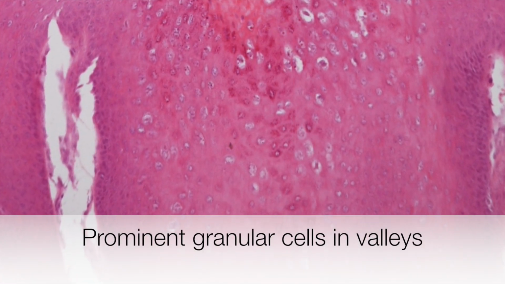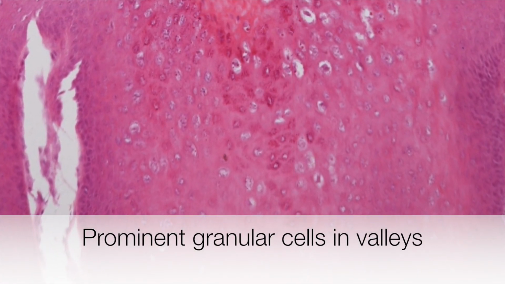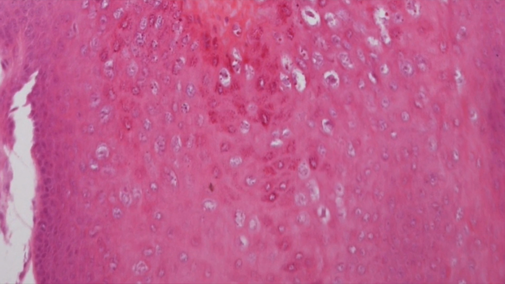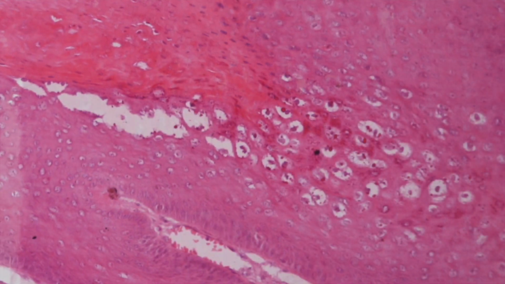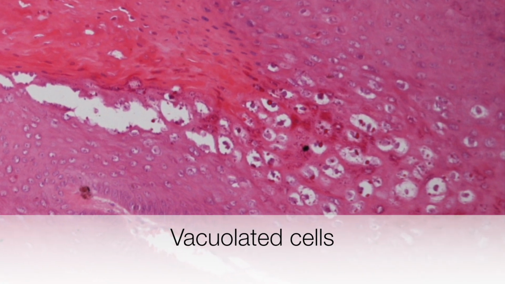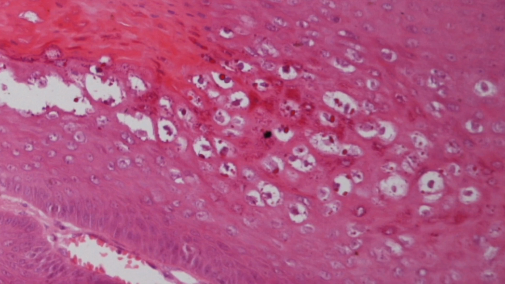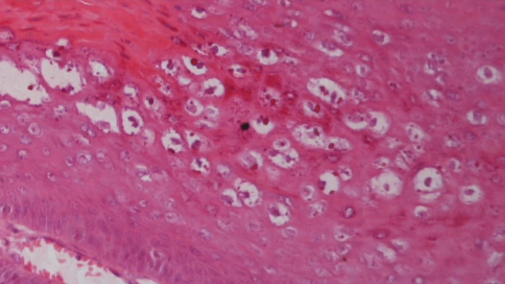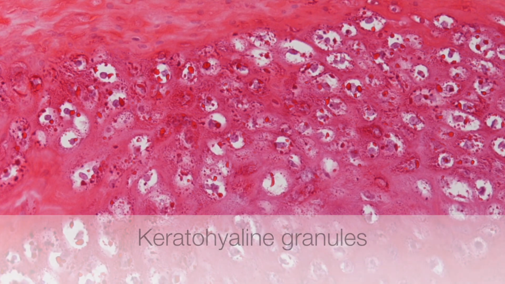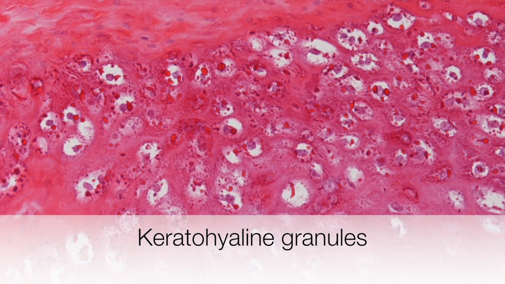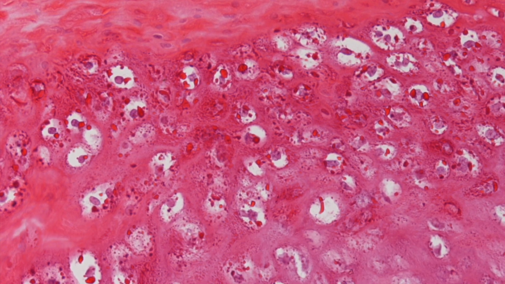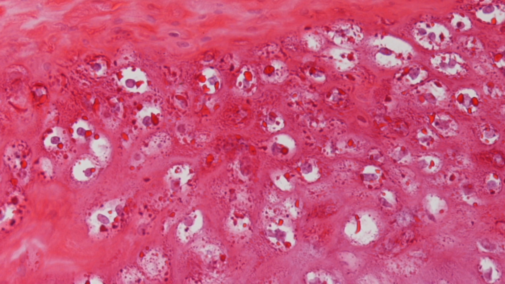And here is one of the valleys between the papillae, and you can see the prominent granular cell layer. Here are some nicely vacuolated cells, and finally here are some keratohyalin granules, and these are the bright orangey red blobs.